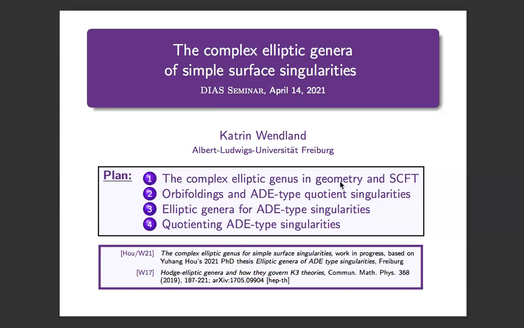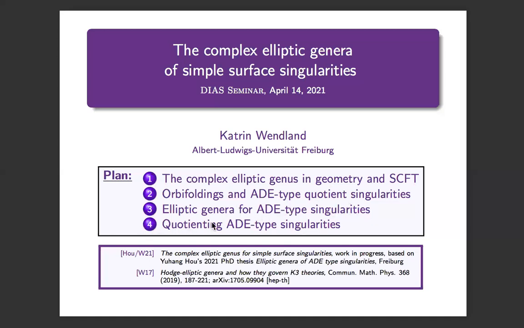I'll begin with a lightning review of what these elliptic genera are and how to define them and what they actually count. And then we will turn to these singularities that are of relevance here. They occur in the context of orbifolds, and the name of those special singularities is ADE type quotient singularities, or simple surface singularities. That's actually the same thing here. And then we're ready to discuss the elliptic genera for the ADE type singularities. I will present closed formulas for what we could do here, and we'll try and explain how everything fits together.